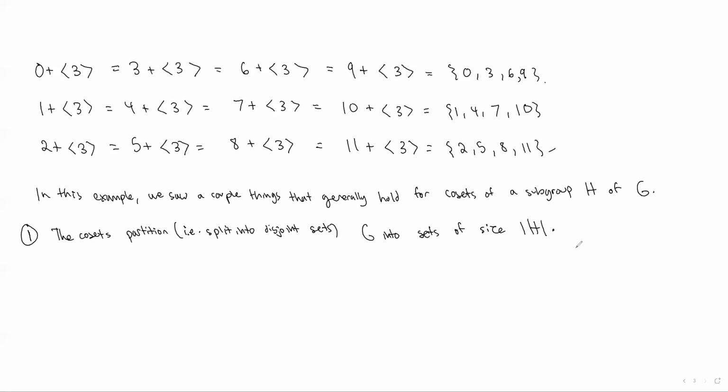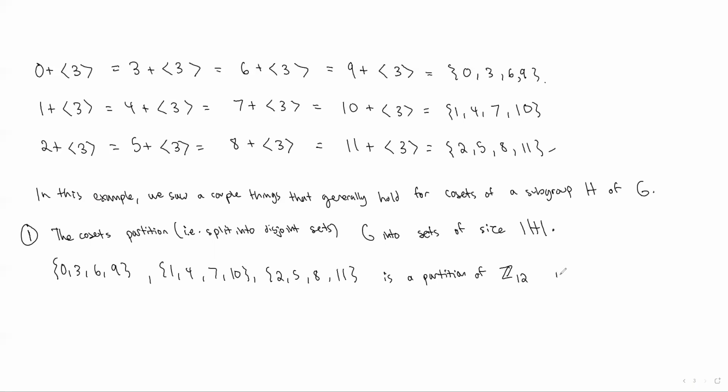And so in particular, first I'll write what the sets are in this case. So in this case, 0, 3, 6, 9, 1, 4, 7, 10, and 2, 5, 8, 11 is a partition of Z12, right?